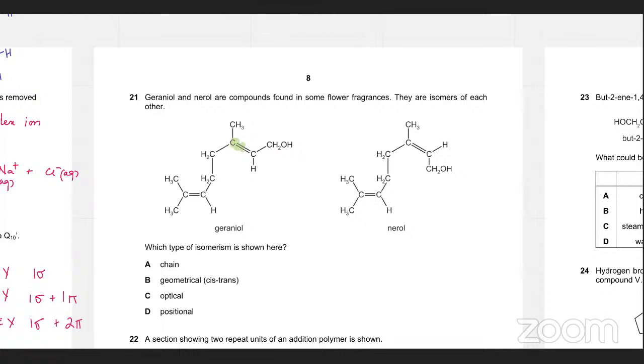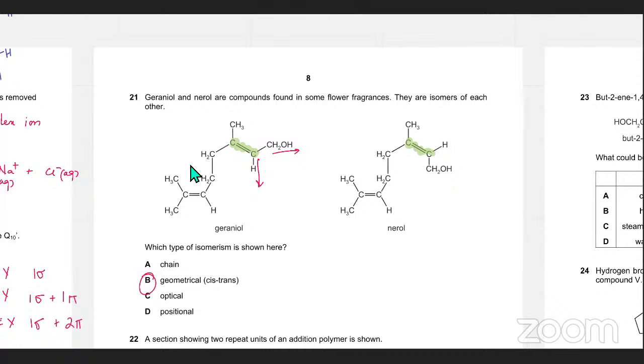This one over here. The only thing is that for cis trans to happen, both groups attached on this side must be different and on this side must be different as well. So over here, the H is pointing downwards, and over there the H is pointing upwards. So the direction of the H is switched. These two have different directions over here. So that is obviously geometric or cis trans. So then we can move to the next one.